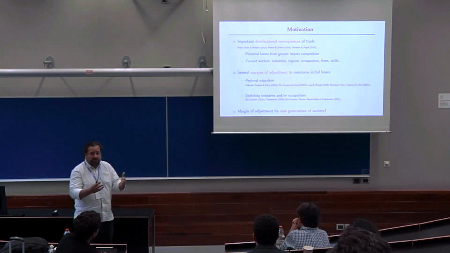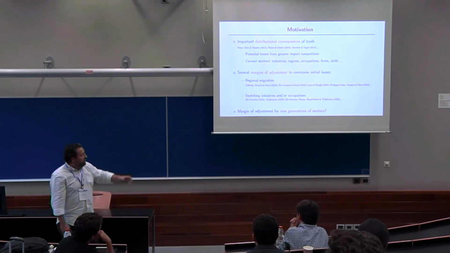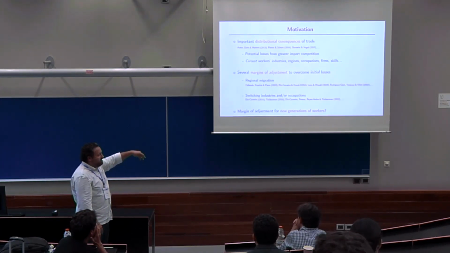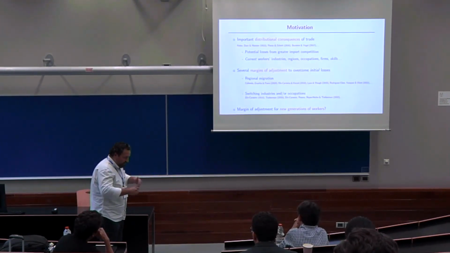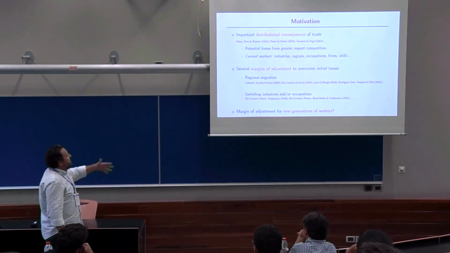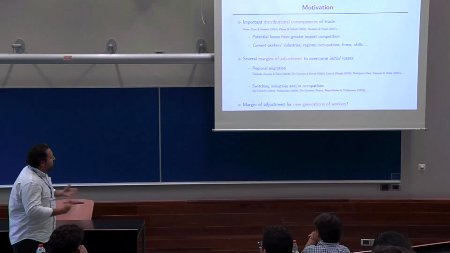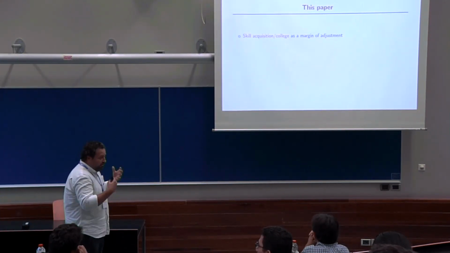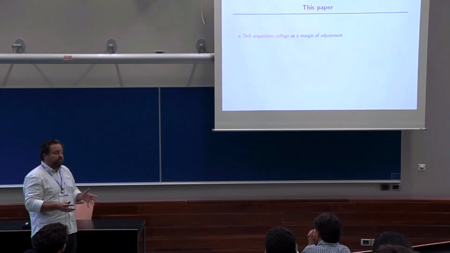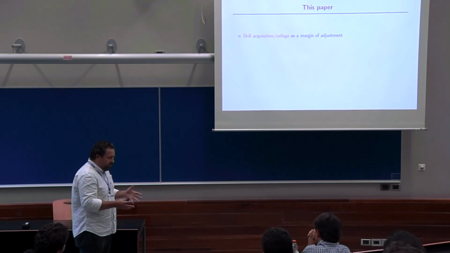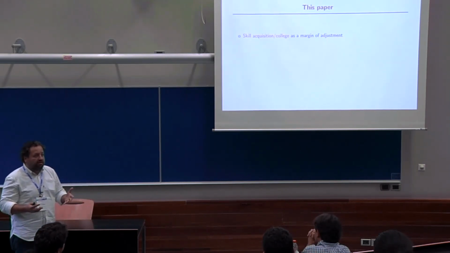So in this paper, what we're interested in is a particular margin of adjustment that is available to future generations of workers. All these papers have focused on current workers, who are in different occupations and industries, where the heterogeneity is already there at the time of the shock. Now we want to understand a little bit more about how new generations of workers can adjust. The way we're going to do that is by looking in particular at skill acquisition, and by skill acquisition, what I mean is college enrollment in the US. We're going to focus on this margin and try to understand if it's actually a relevant margin of adjustment after these trade shocks.